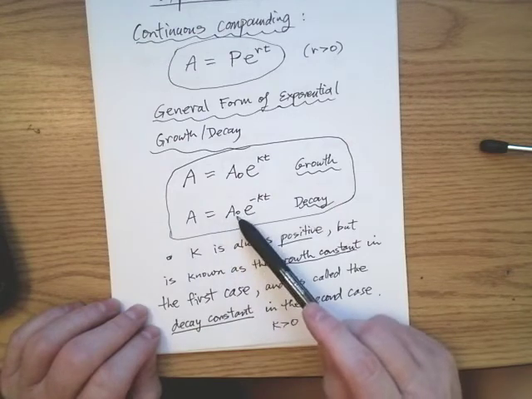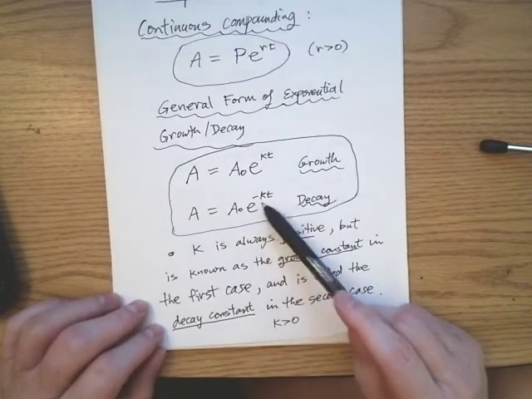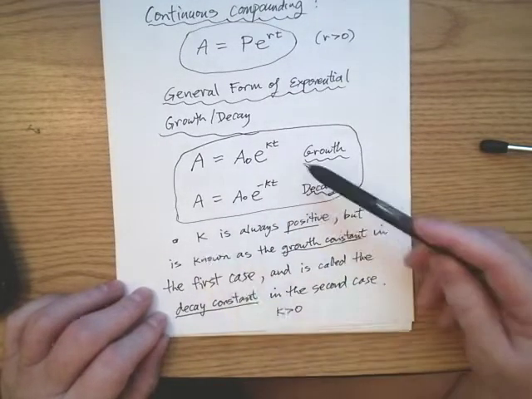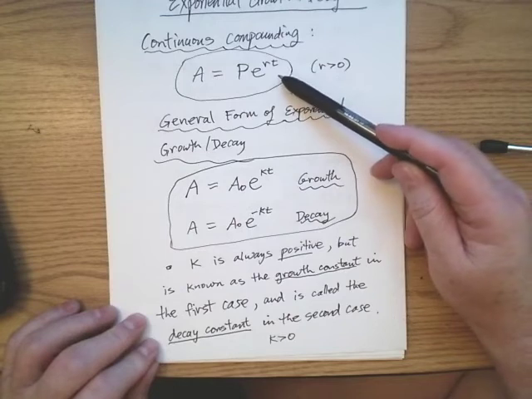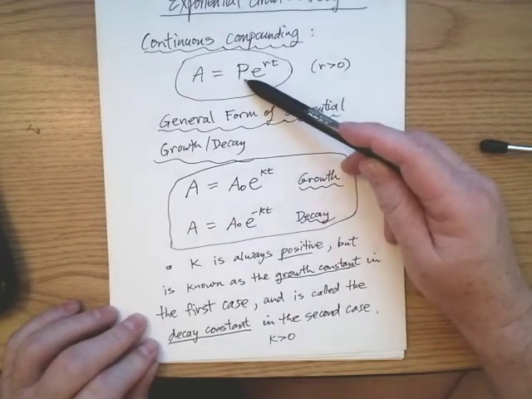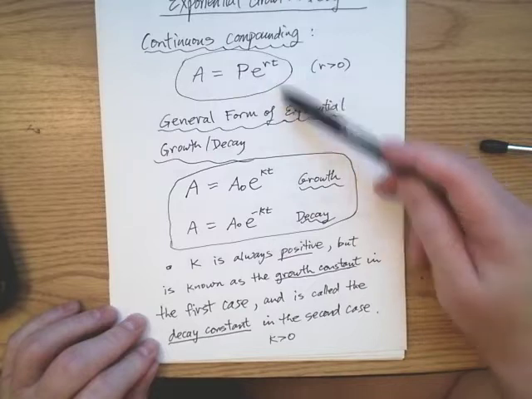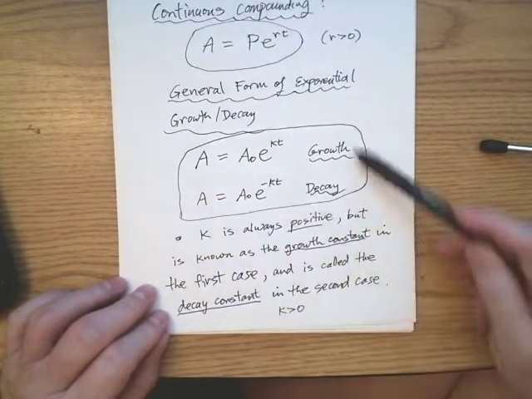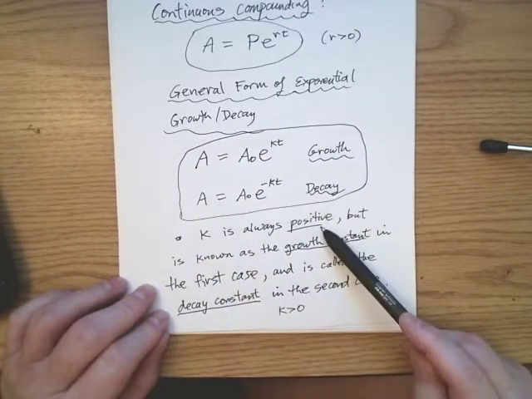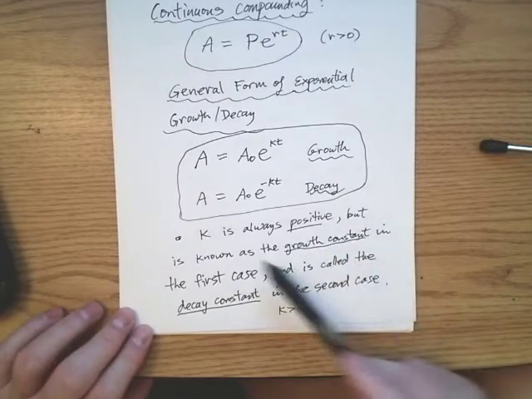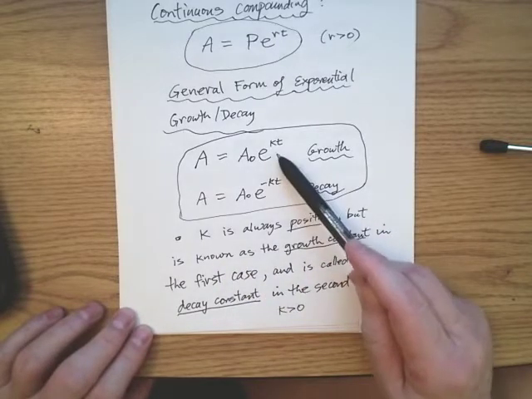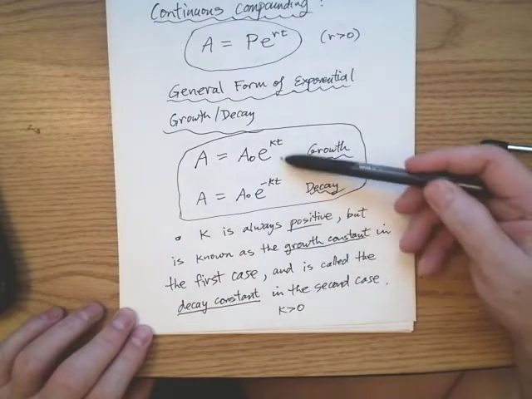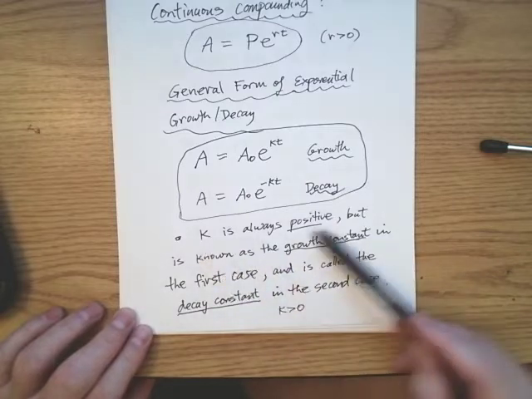A equals a sub 0, the initial amount, or a naught, times e to the minus kt. This is for decay. The difference between the two of these looks very much like what we had, where P has been replaced by a naught, and instead of r we have k, or in this case negative k. When people use this situation, they will often assume k is always positive. So as soon as you look at a formula like this, you can tell whether it's going to be growth or decay just by looking at the formula, assuming that k is positive.